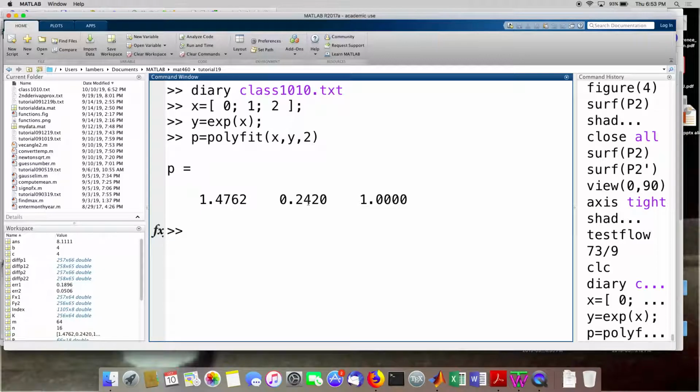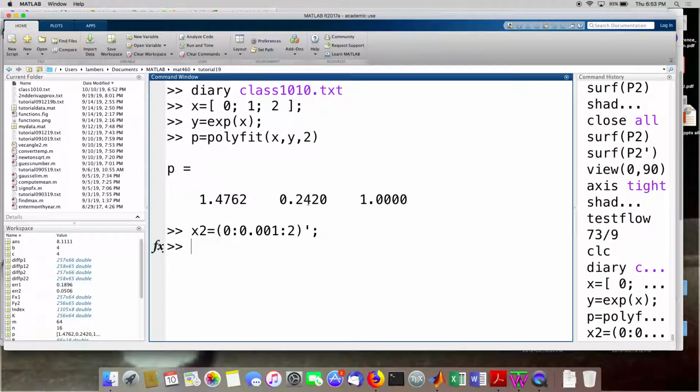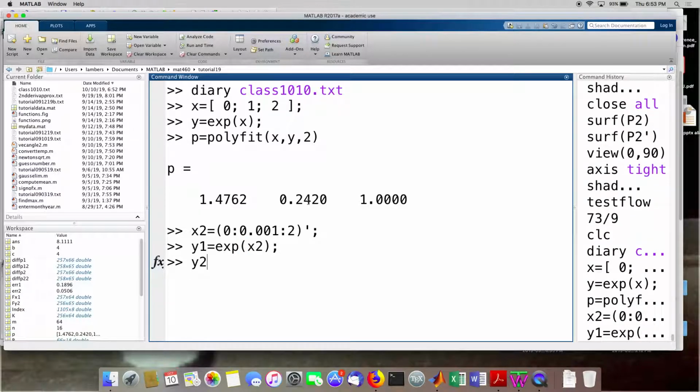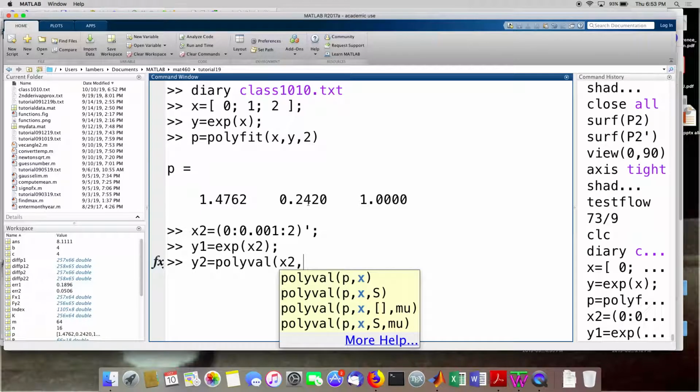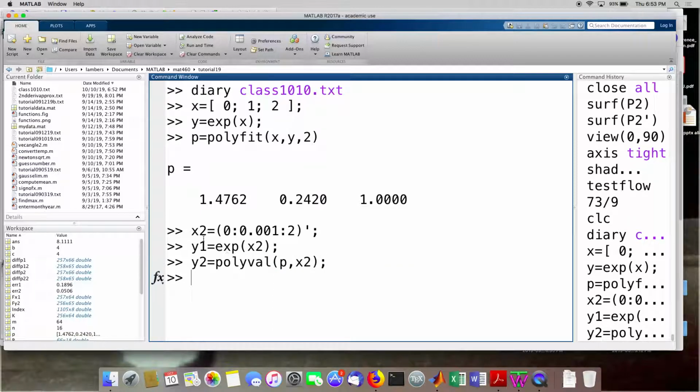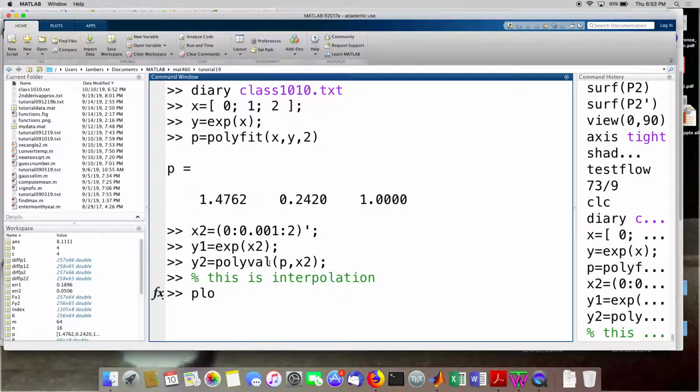So I'm going to make a vector of x's between 0 and 2. And then I'm going to have two sets of y values. First, I'm going to plug these into my function, the exponential. So those are my exact y's. And then I will evaluate the polynomial p at these same x values. So y1 is the exact, y2 is the approximation. Here I'm doing interpolation. So let's plot and see what they look like.